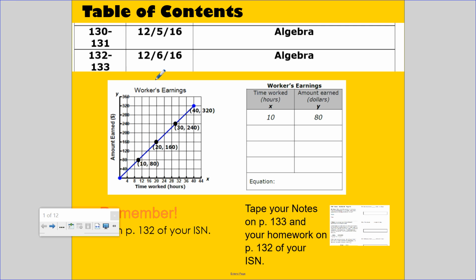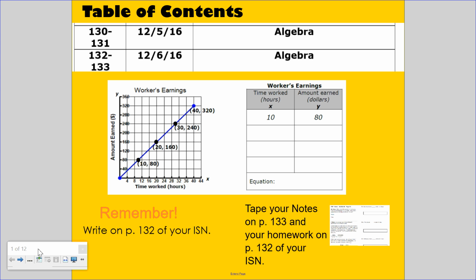Video is over additive versus multiplicative relationships. So before we do that, let's look at our number routine. This is a graph. This is a table. Oh, the x-axis is about the time worked, which is the independent.